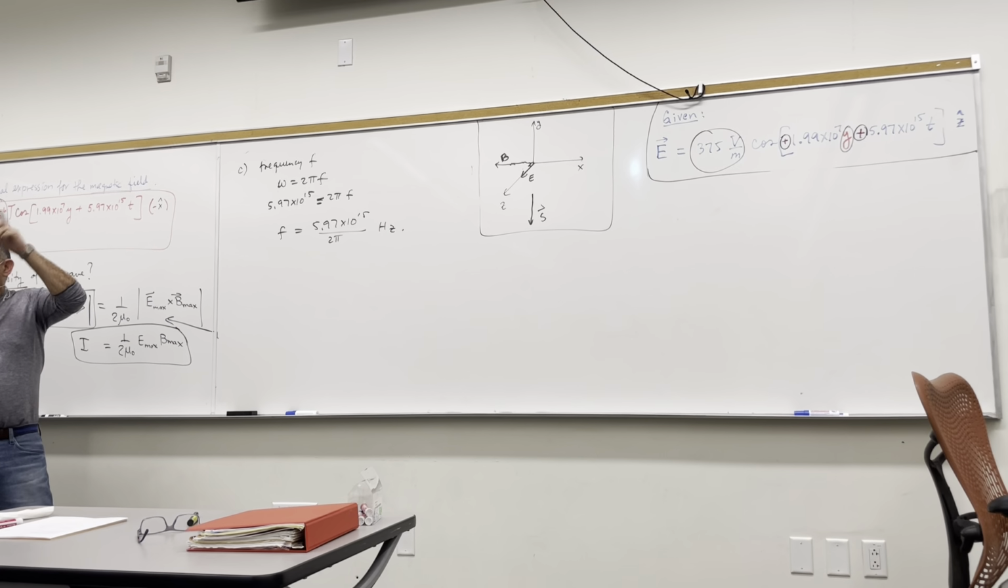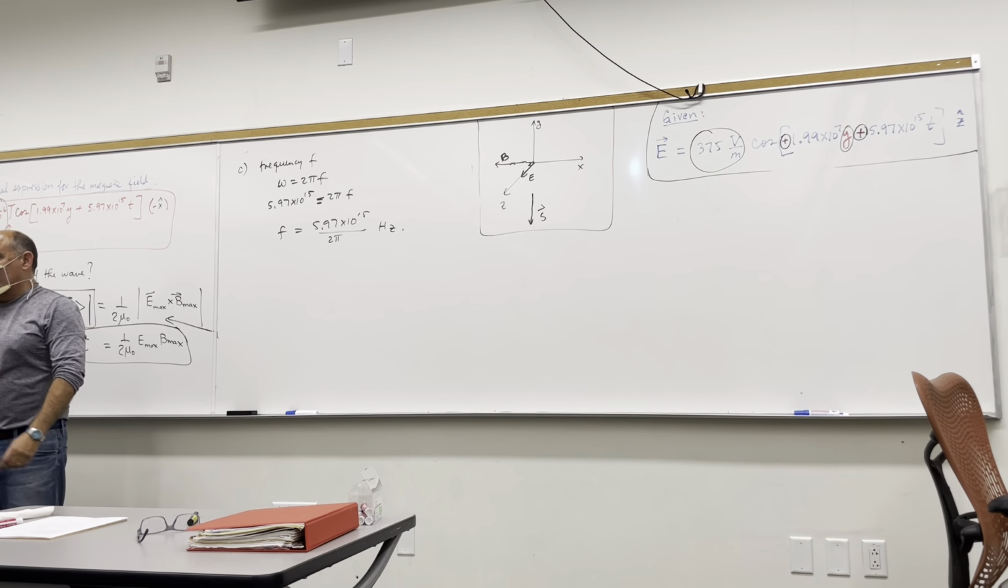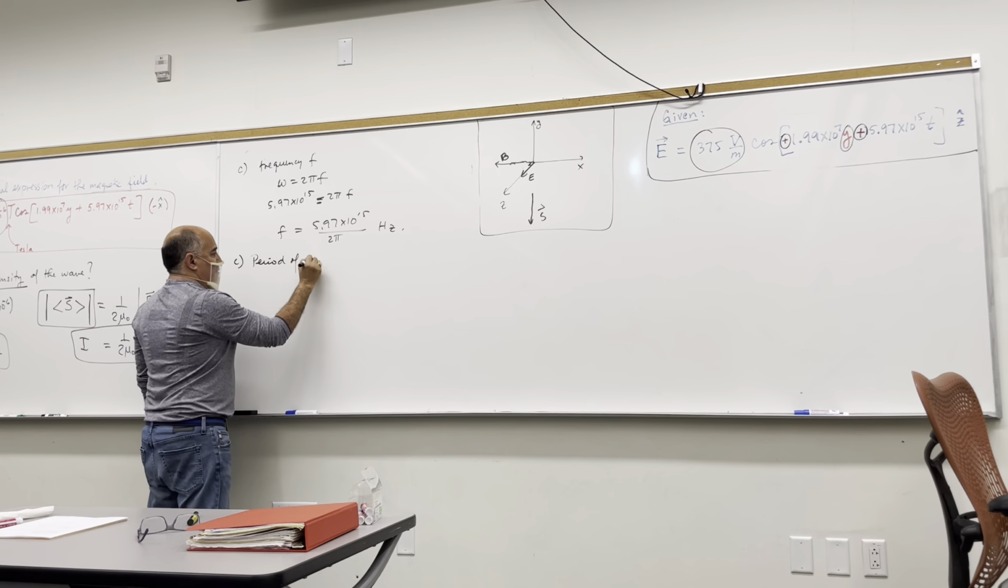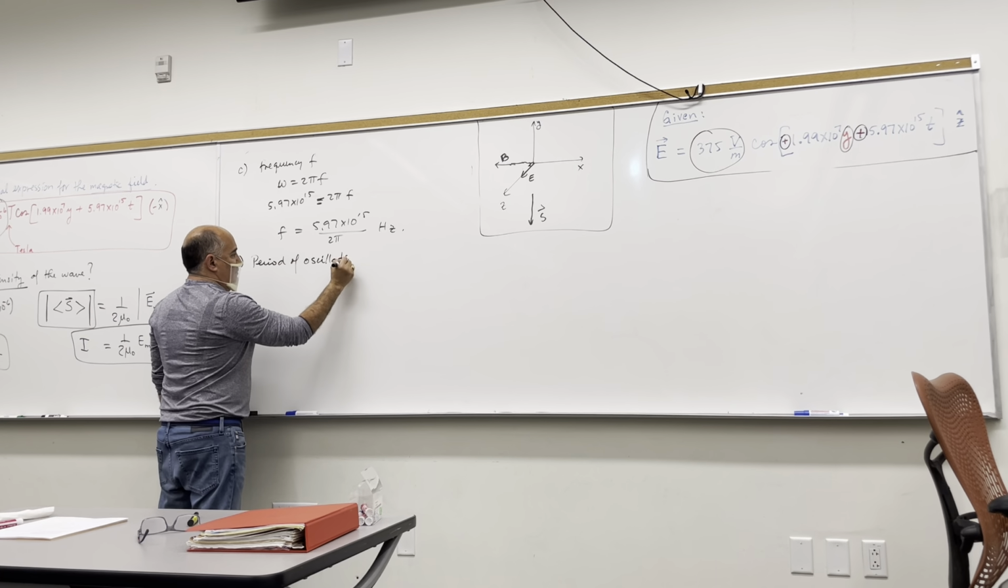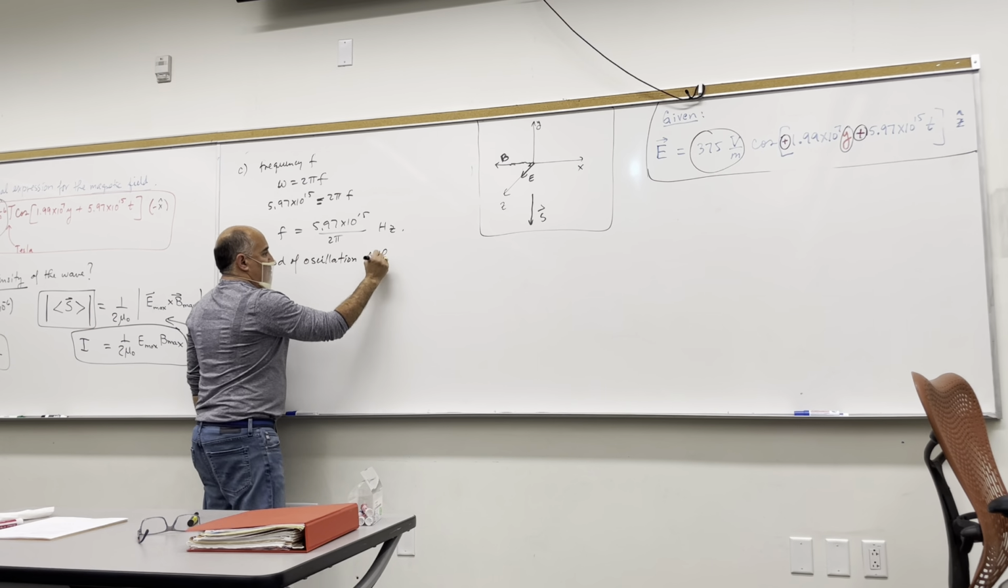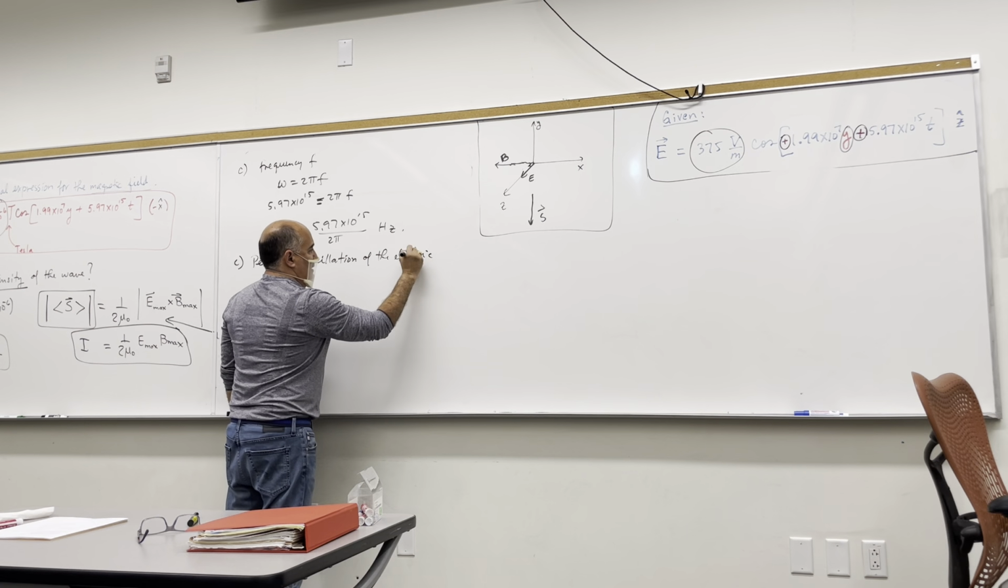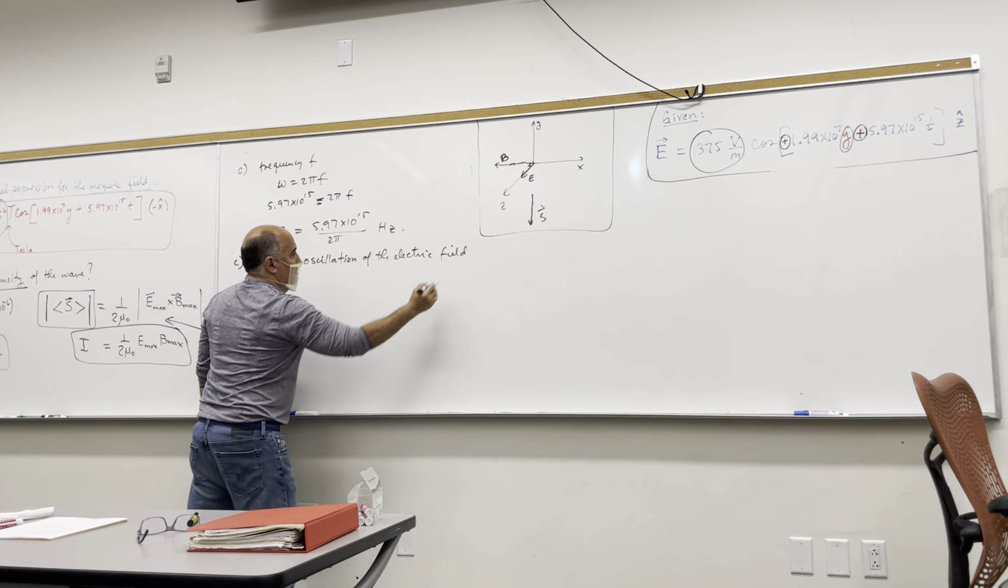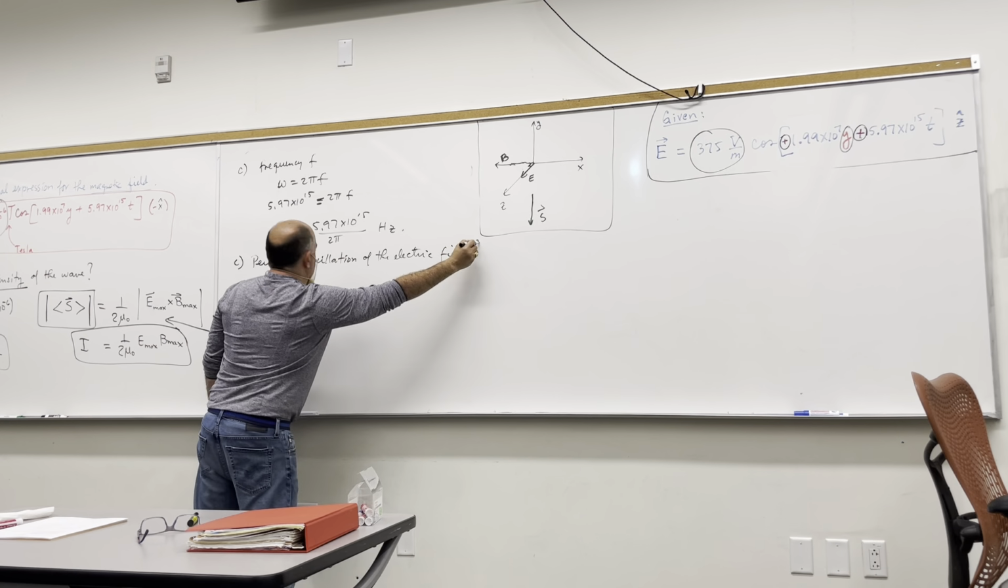What's the period of oscillation of that electric field? The electric field is oscillating, the magnetic field is oscillating. What's the period of oscillation of those electromagnetic fields? Isn't it just the inverse of the frequency? Let's say the electric field. So that period will be 1 over the frequency. So it would be 2 pi over 5.97, whatever that is, times 10 to the 15. And that'll be in seconds.